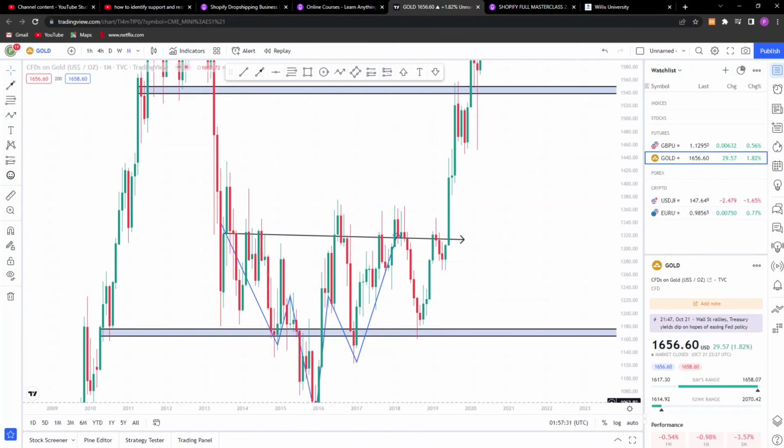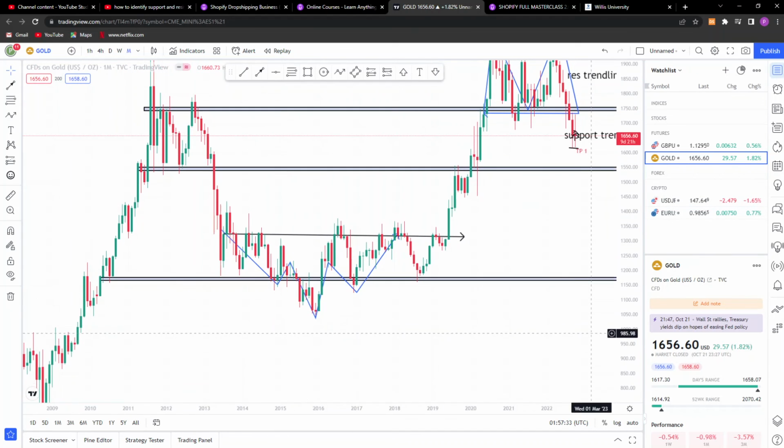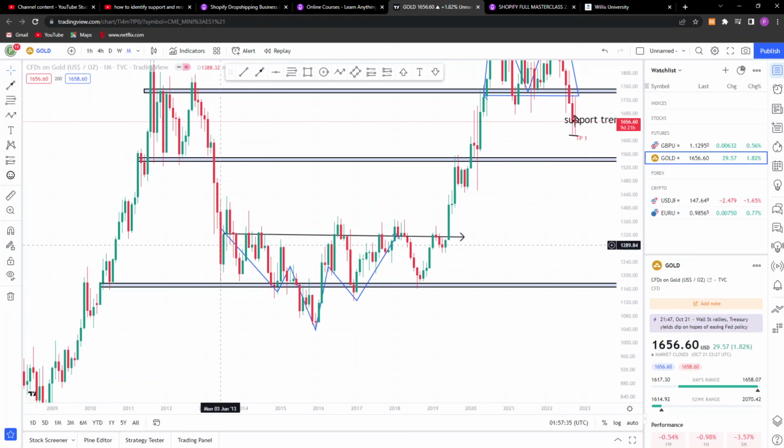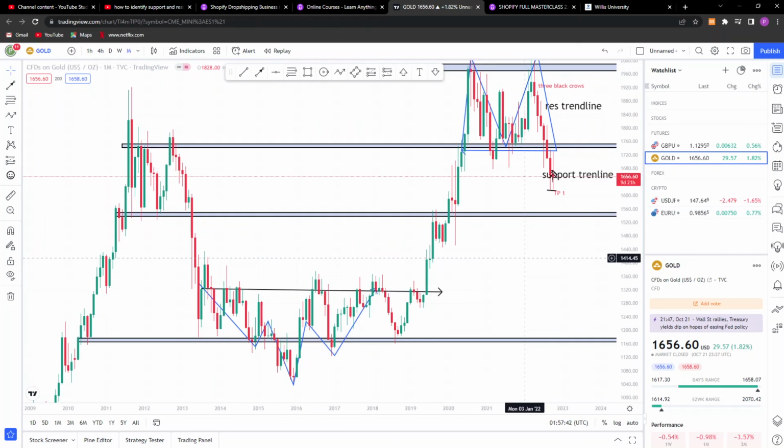This is an inverted head and shoulders. You can see that, right? Shoulders, head, the inverted version. And look at what caused this push to the upside.